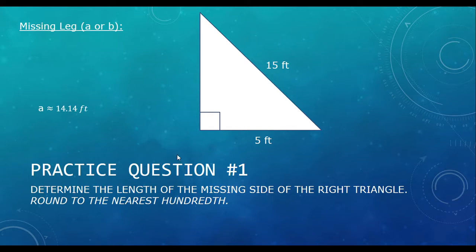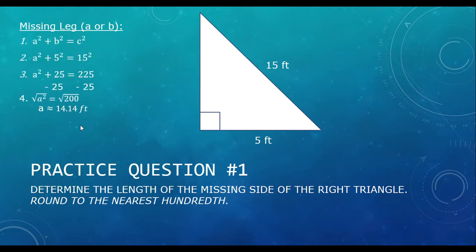You should have got the result 14.14 feet. And here are the steps that you should have followed to find that answer. So here's my Pythagorean theorem. I know that one leg is 5 and the hypotenuse is 15. I square my numbers. And then, since I'm solving for a leg, I subtracted. And my final step was to take the square root. And notice that square roots and an exponent of 2 are inverse operations. So taking the square root of a squared leaves me with the variable a by itself.